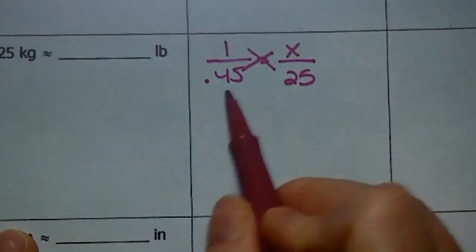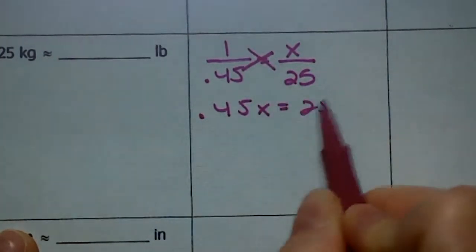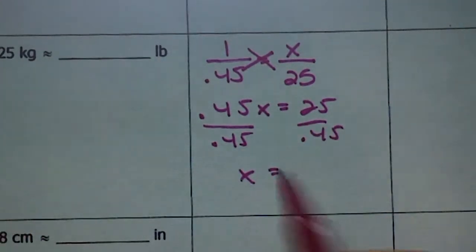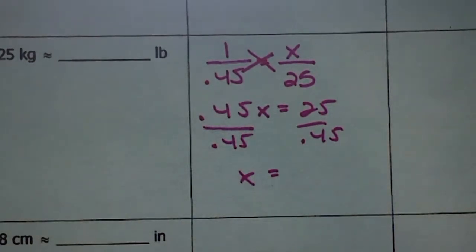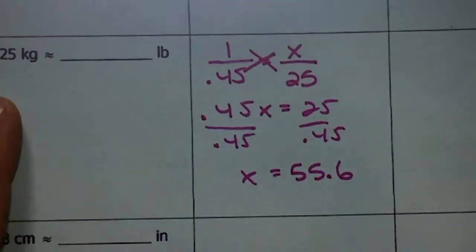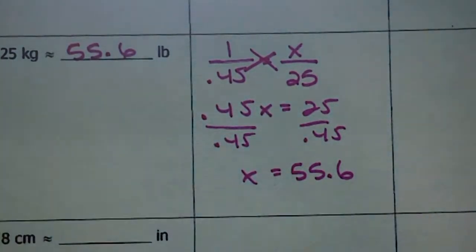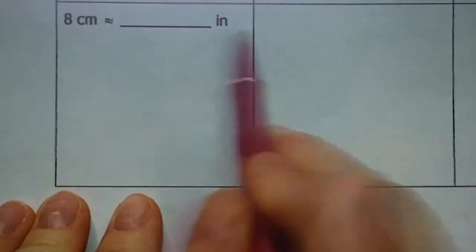Now when we cross multiply, we end up with 0.45x equals 25. You'll need to divide by the 45 hundredths. And for x, when you take 25 and you divide it by 0.45, you get 55.5 repeating. So I'm just going to round that to 55.6. And there's already my little squiggly equal sign. So 25 kilograms is about 55.6 pounds. All right, last one using this method. I want to go from centimeters to inches.